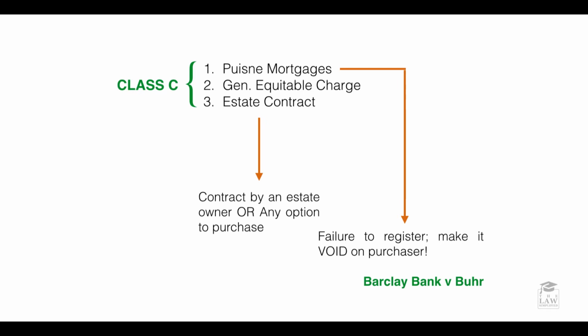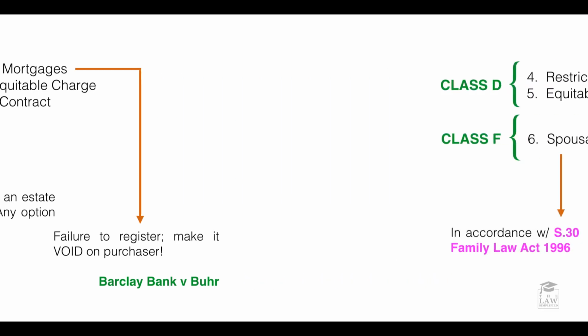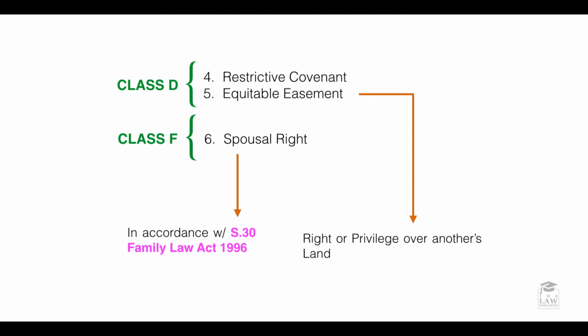Have a look at Barclays Bank and Burr to get a better overview of what a puisne mortgage is. The whole premise, however, in terms of a land charge is that if you have failed to register it, it is void against the purchaser. Class D signifies restrictive covenants and equitable easements. Easements, as we will look at during a later part of this course, are a right or a privilege over another person's land. So it is in fact an interest in terms of proprietary rights. And finally, Class F signifies a spousal right as per Section 30 of the Family Law Act of 1996.